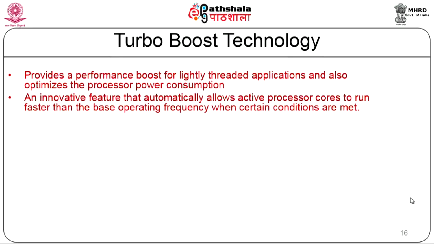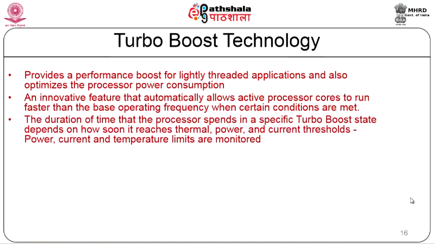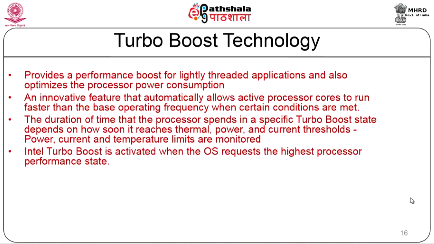So, this is an innovative feature that automatically allows active processor cores to run faster than the base operating frequency when certain conditions are met. The duration of time that the processor spends in a specific turbo boost state depends on how soon it reaches the thermal, power and current thresholds. So, the power, current and temperature limits are continuously monitored, and when the thresholds have been reached, it will put them back into their original base mode of operation.